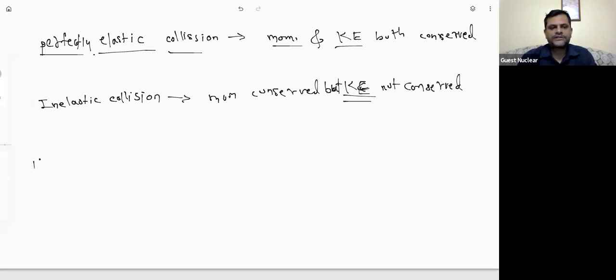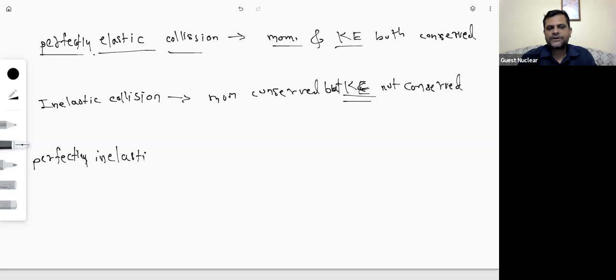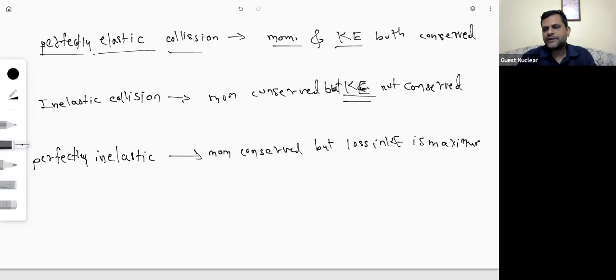The third type, if we look carefully, is the perfectly inelastic collision. So what does perfectly inelastic collision mean? We can say that momentum is conserved, but the loss in kinetic energy is maximum. Momentum is conserved, but kinetic energy is not conserved at all, and the loss in kinetic energy is going to be maximum. The maximum loss happens in kinetic energy.